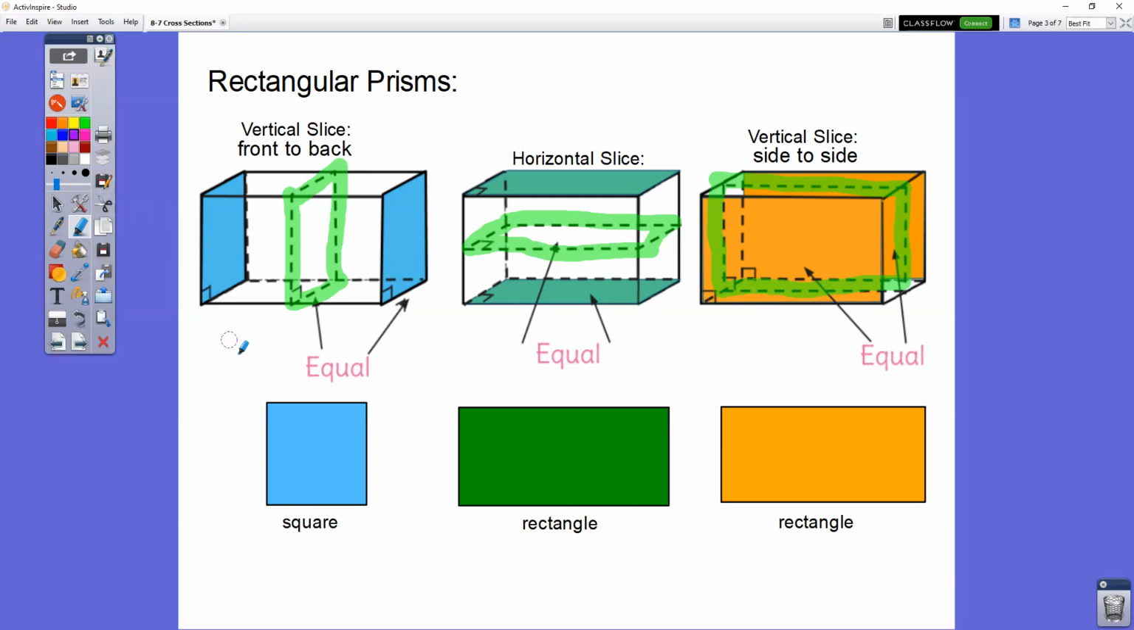On your homework today, you will have to say what shape you see when you do your slice and open it up.